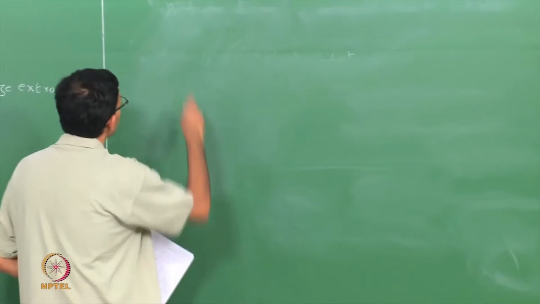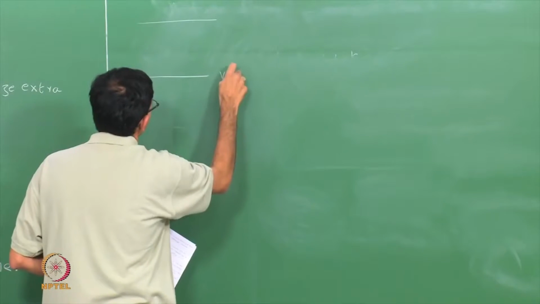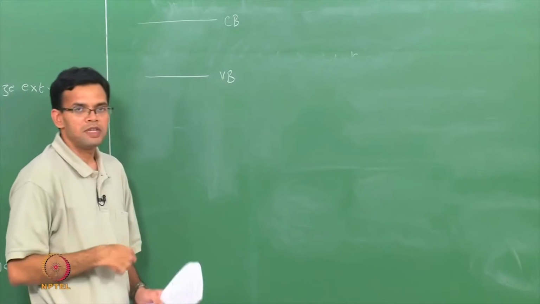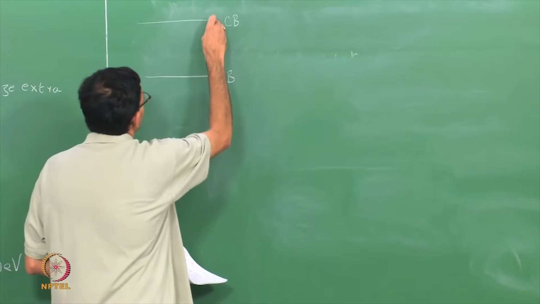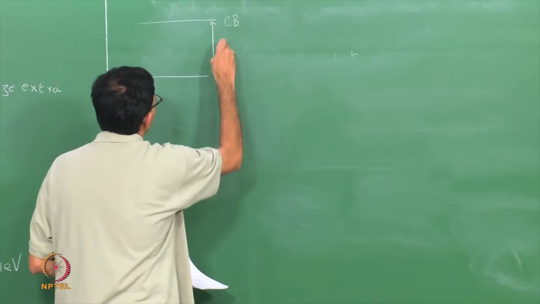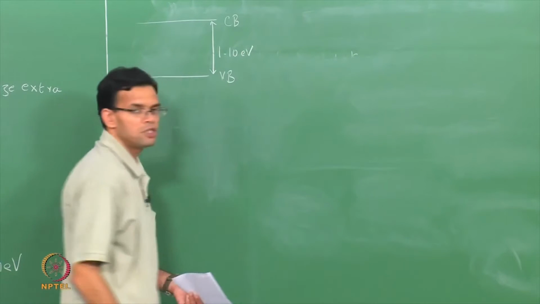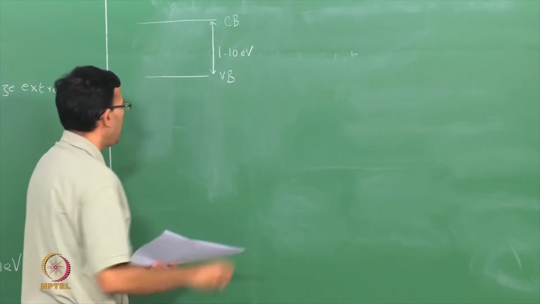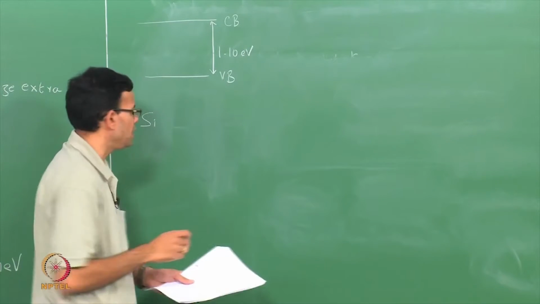If you have a silicon band diagram, you will have a valence band and a conduction band. The distance between the valence band and the conduction band is the band gap. In the case of silicon, the band gap is 1.10 electron volts at room temperature. To this silicon, we add some pentavalent impurities. So, let us say we are adding arsenic.